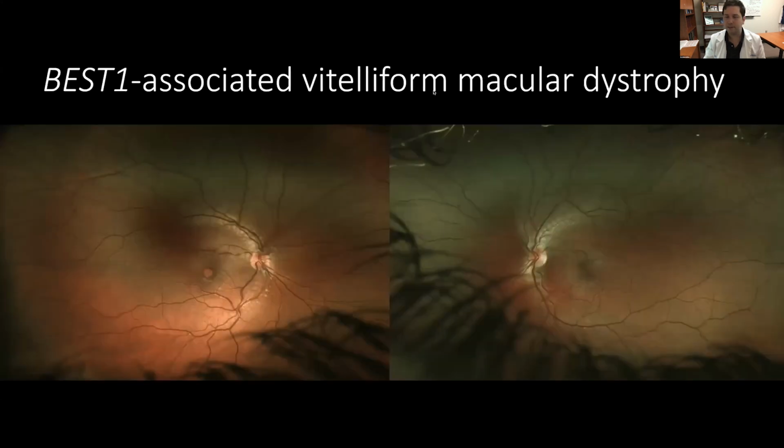Let's talk about Best disease for a second. And here I'm showing a patient that we have with a Best1 associated vitelliform macular dystrophy. We can see quite clearly in the right eye in the central macula, a vitelliform lesion, focal, well circumscribed in the fovea. The left eye has a normal looking fovea, and sometimes these patients can confuse us because they don't always obey the rules of symmetry that we think of when we think of bilateral symmetry in inherited retinal disease.